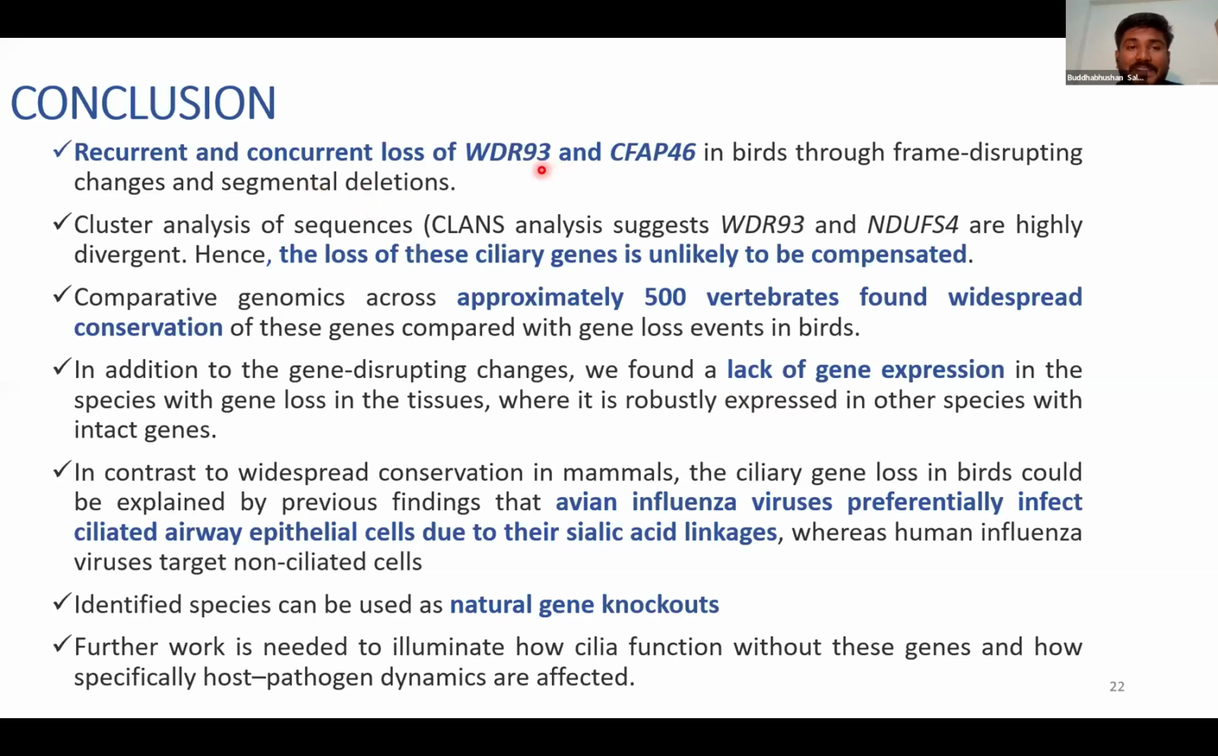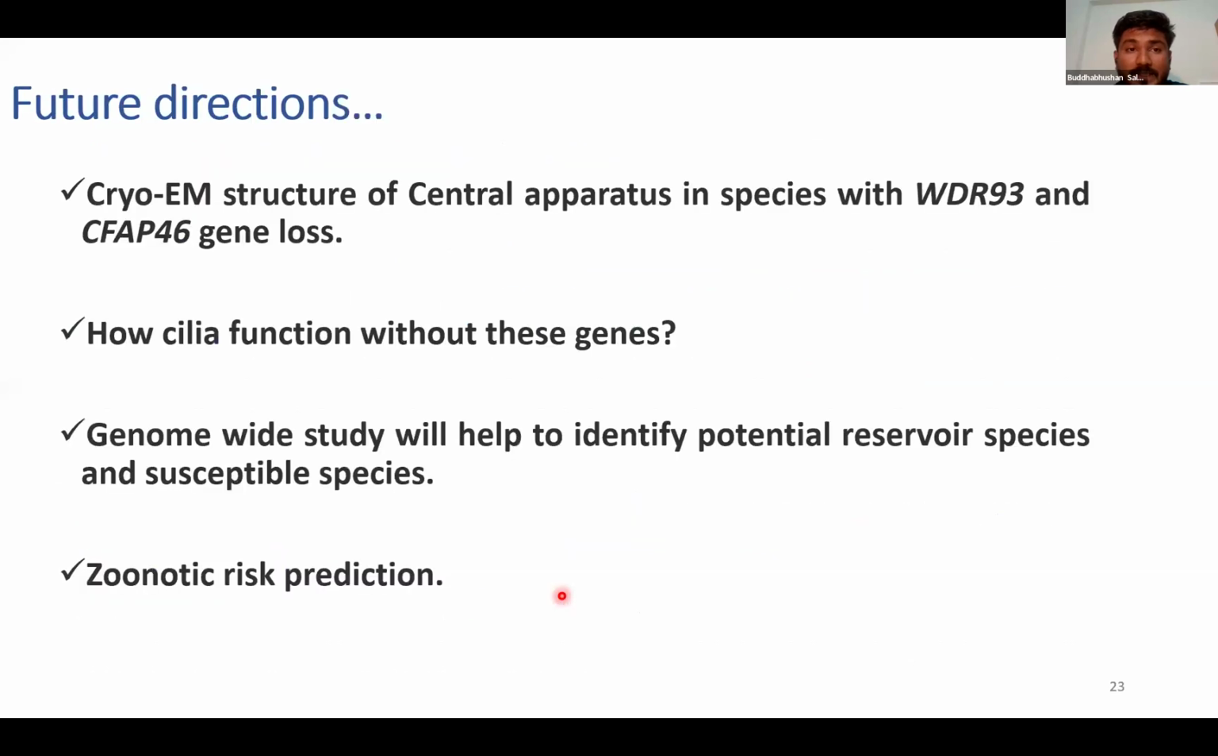So we established the recurrent and concurrent loss of C546 and WD93. We studied approximately 500 species, and it shows widespread conservation apart from these birds. There is a lack of expression wherever the gene got lost. The species we identified can be used as natural knockouts to study further.